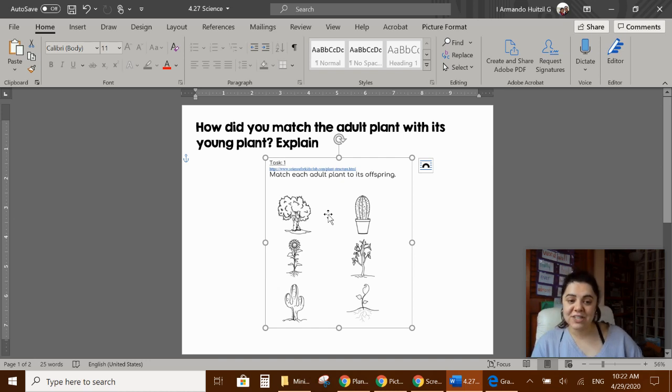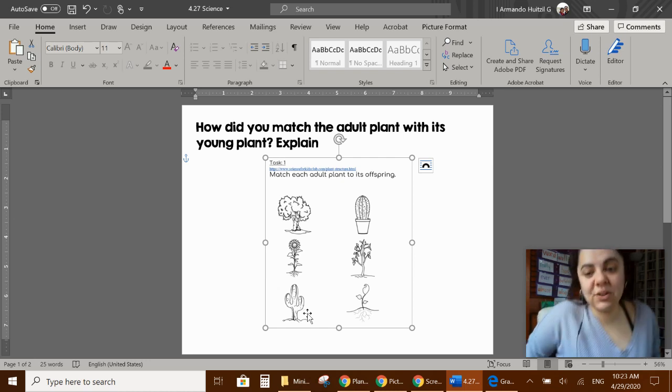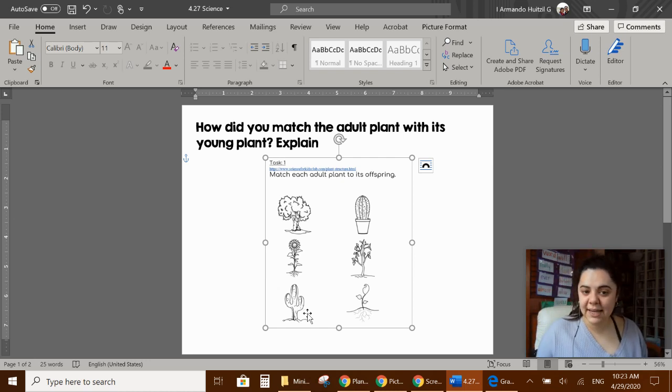What characteristics did you see in the tree, adult tree, that you saw also in the baby tree? Were there certain things that were alike that you said, that must be its baby because they look alike? What about the sunflower? And what about the cactus? So if you can write me a couple sentences explaining how they look like their parents.